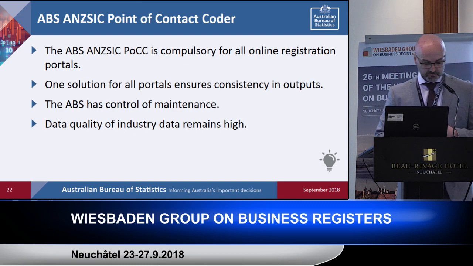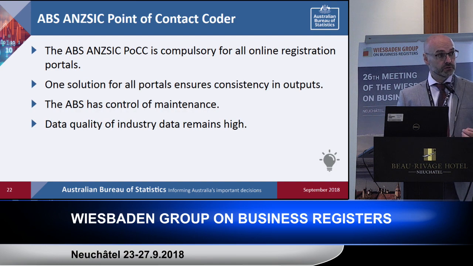Okay, so all of the data from the online business registration portals will still go through to the Australian Business Register and then through to the Australian Bureau of Statistics. The great thing is now, though, the Australian Business Register has made it compulsory for all new business registration portals to use the Australian Bureau of Statistics industry point of contact coder. Having one solution for all portals ensures consistency in our outputs. And the great thing is the ABS has complete control of the maintenance, including any improvements and changes or updates. Ultimately, we can now ensure that the quality of our data will remain high.